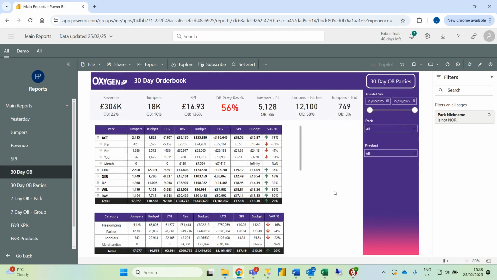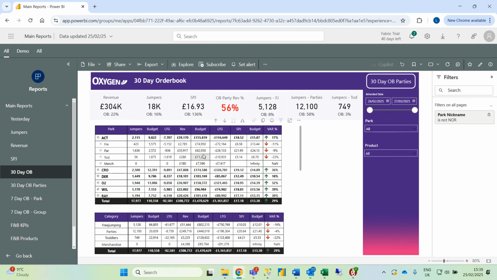So moving on to the 30-day order book. We have different tiles this time. We have the standard revenue, jumpers, spend per jumper, but our order book party revenue percentage is the revenue brought in from only parties and then the percentage of that we have achieved. So we're now on 56%. We then have the jumpers again split out by free jumping, parties and toddlers, but this time it's compared to the order book. So instead of being the budget, this is how much we have actually achieved. This is now 58% of the budget that we have achieved.